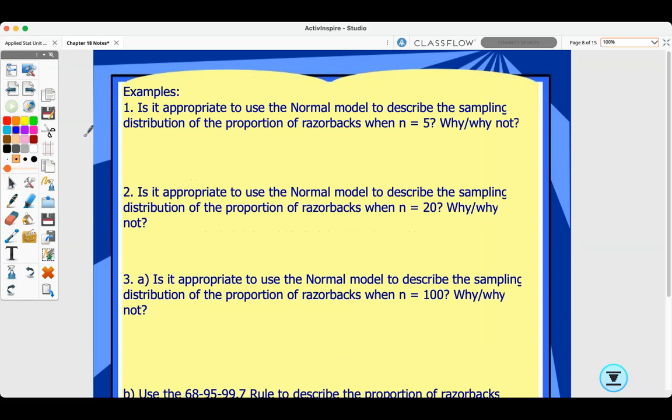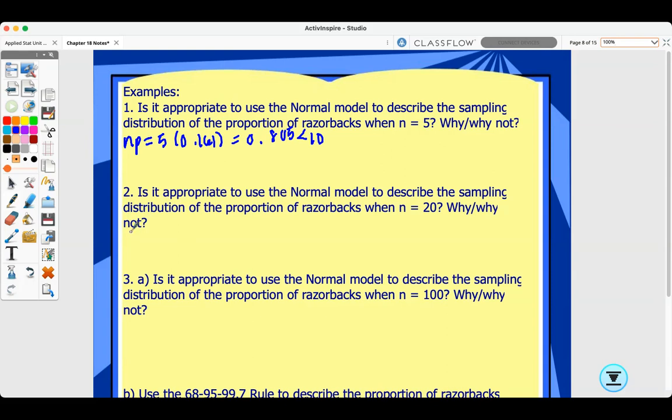Is it appropriate to use the normal model to describe the sampling distribution of the proportion of Razorbacks when n equals 5? Why or why not? So all we have to do is look at n times p, and this would be 5 times 0.161, which equals 0.805, which is less than 10. So we cannot use the normal model because we expect fewer than 10 successes.